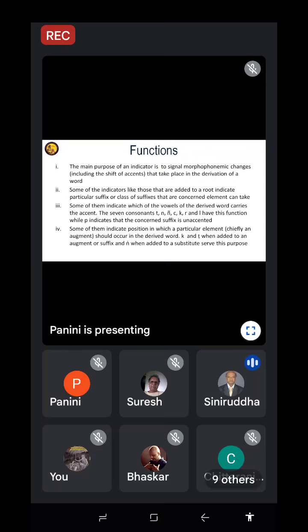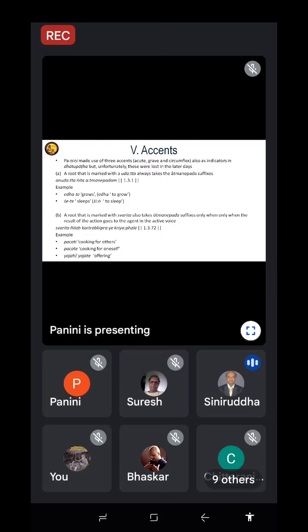Next, some of them indicate the position in which a particular element should be placed. When you add something, where you should add it, in the beginning or at the end, is also indicated by the indicators. Yes, next please. So next we'll see that.